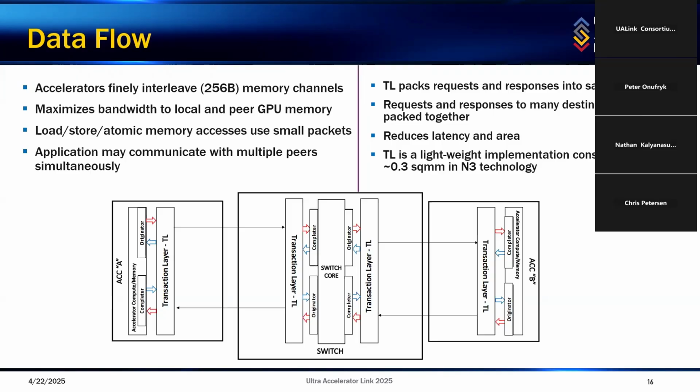In order to utilize the HBM bandwidth efficiently, accelerators typically interleave finely across memory channels at a 256 byte or 512 byte boundary. This allows maximizing local memory efficiency when accessing local memory, peer GPU memory, and the host memory. In addition, the load store memory model uses small packets. Many instruction sets typically support 32 byte or 64 byte as the largest load store instruction.